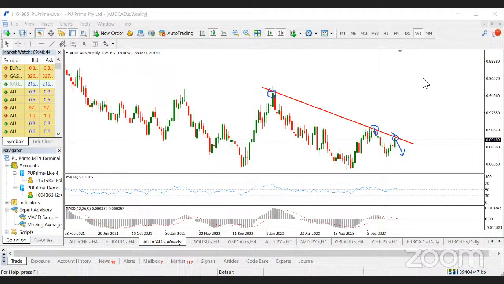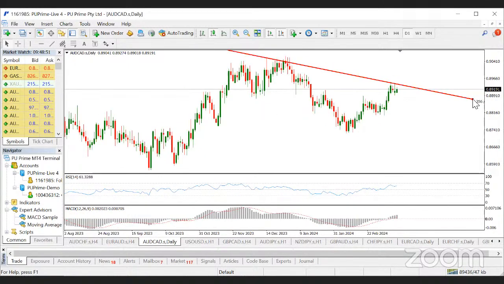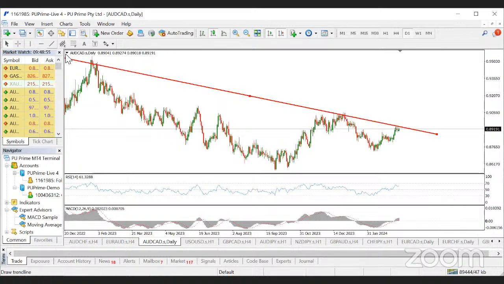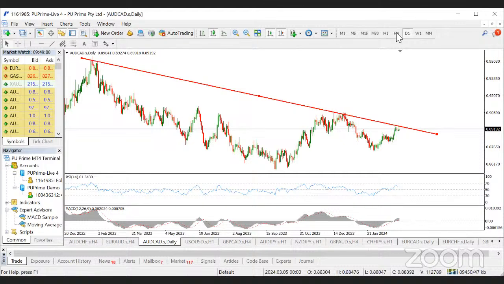That's on the weekly. Okay, it's not really aligning on the daily. You can always drag it a little so that it can touch. So we're still very much okay. So that's the daily.